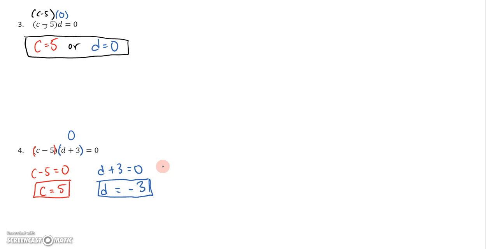So, what do we have here? Either c could be 5 and 0 times anything equals 0, or d could be -3 and -3 plus 3 makes 0, and then it wouldn't matter what c was. So those are the two ways to make this equation true.